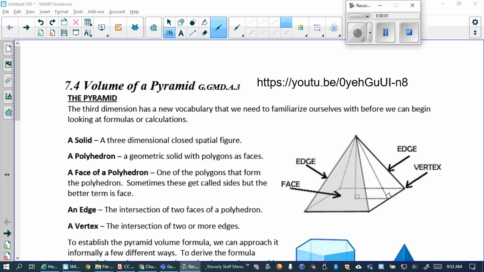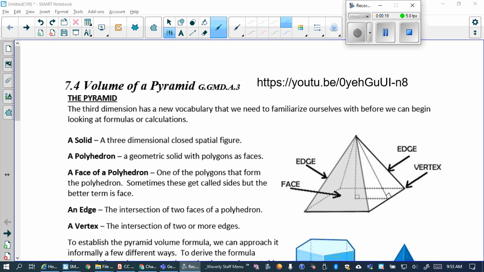Pyramids. Now I have a question for you. Let's say we have a pyramid. It's got a certain height and a certain base area. Now let's picture a cylinder with the same base area and the same height as the pyramid.